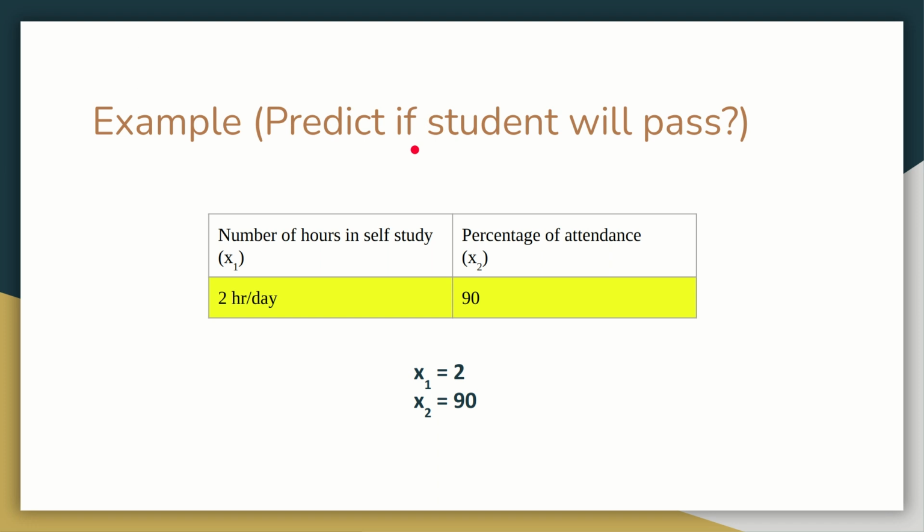Okay, so now we'll be starting with one example. I'm taking the same example as I took in the previous video. We want to predict whether the student will pass the exam or not. We do have two features over here, x1 and x2. The x1 is the number of hours a student is dedicating in self-study, and x2 is the percentage of his attendance. So x1 is 2 over here and x2 is 90.